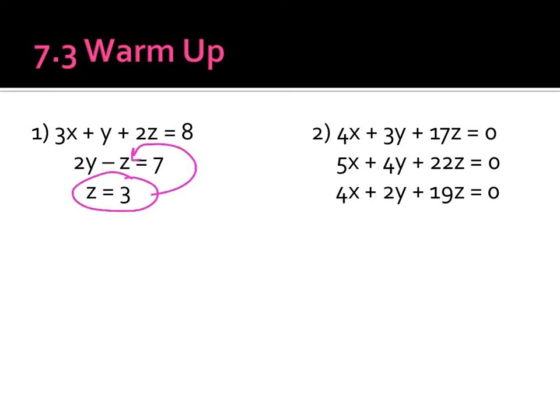I'm going to take the 3. I'm going to plug it into the z. So I'd get 2y minus 3 equals 7. 2y would equal 10. And y would equal 5.